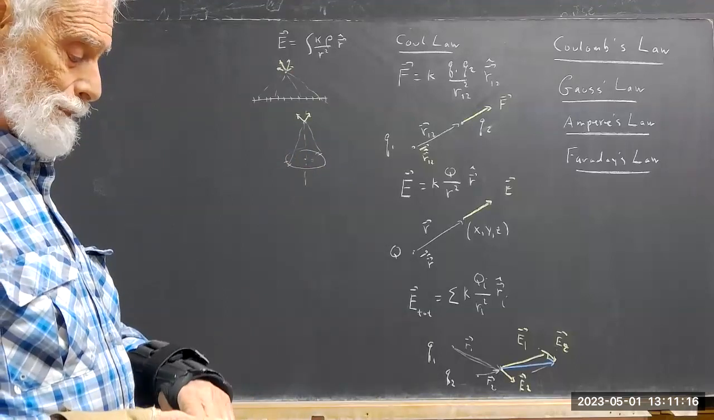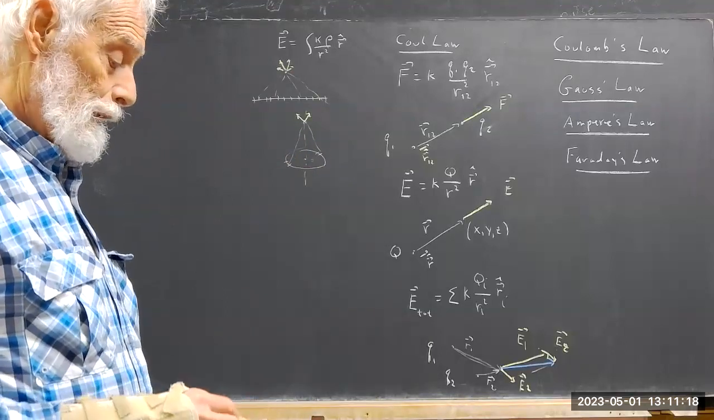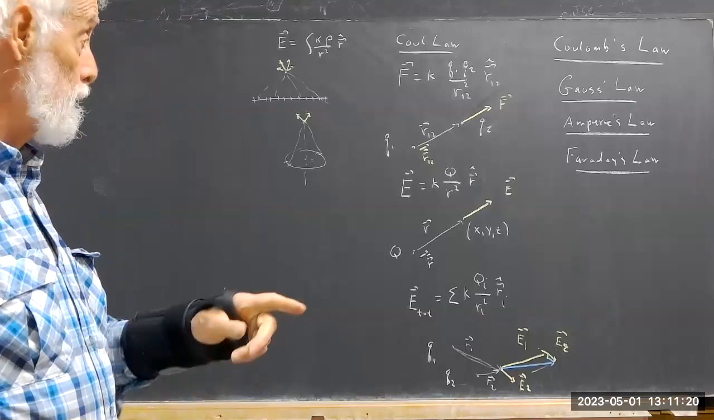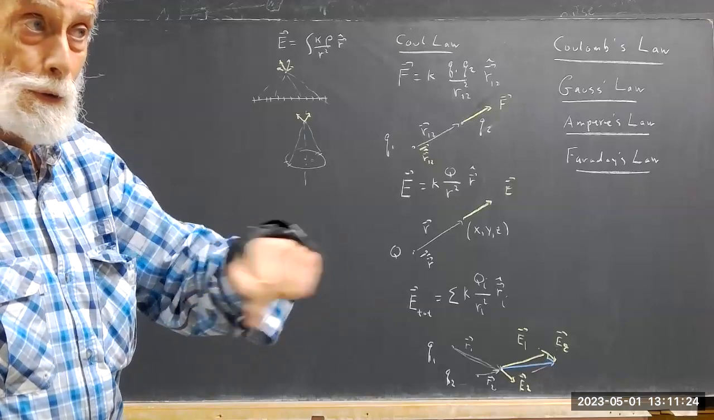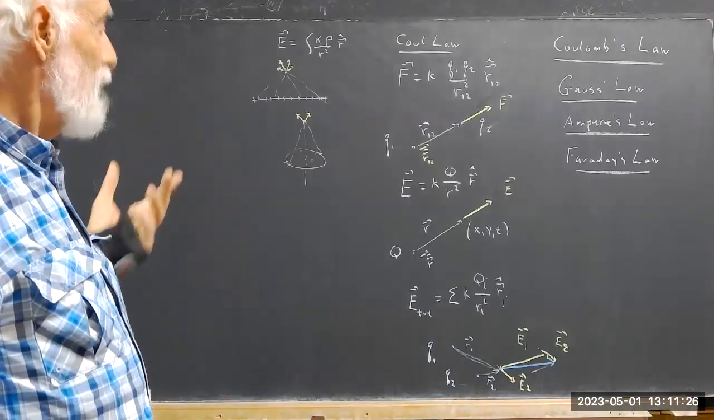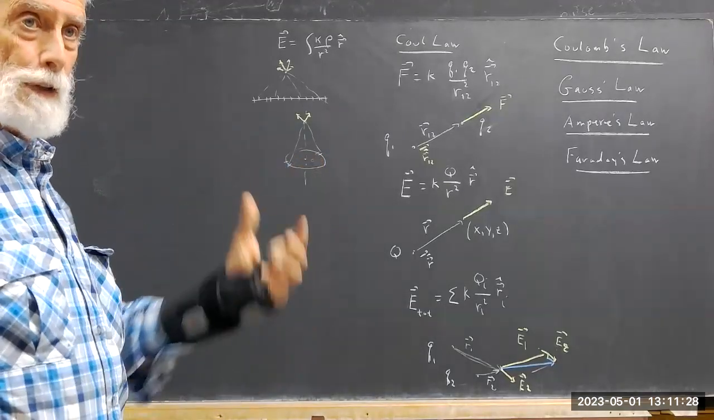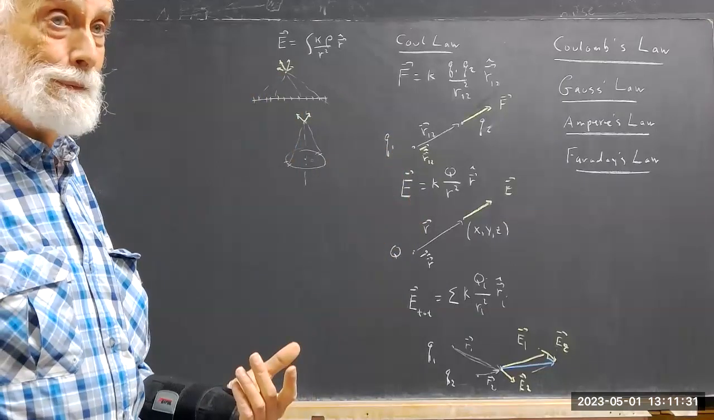And I especially mention that because that's how you're going to calculate the magnetic field due to the current in the loop. And of course, in a loop, what you have here is your I ds.